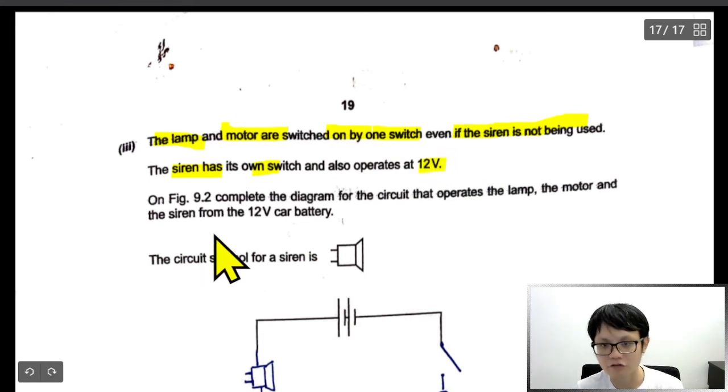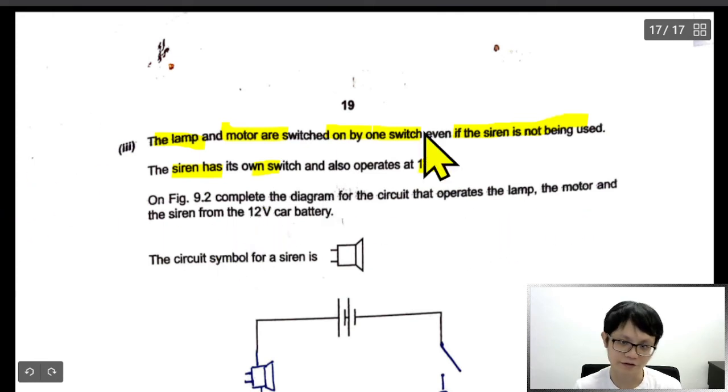Figure 9.2, complete a diagram in the circuit below to operate the lamp, the motor, and the siren from its 12-volt car battery. So basically we know that probably this is a bit parallel already, because I got two. The siren has its own switch, operate at 12 watt. The motor and the siren.